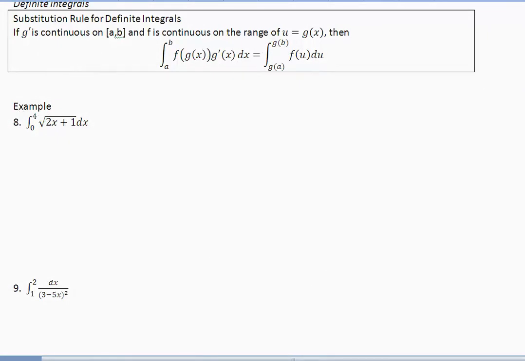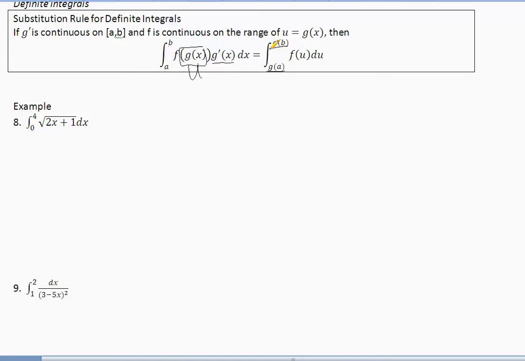Here it states the same thing, guys. The inside part's going to be u. So the integral is going to turn into f of u, as long as the derivative of the inside part also appears. And now the a and the b are going to change to g of a and g of b, which I'll show you what we're talking about there.